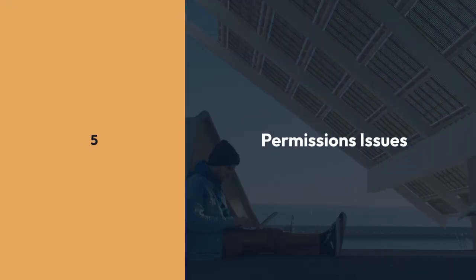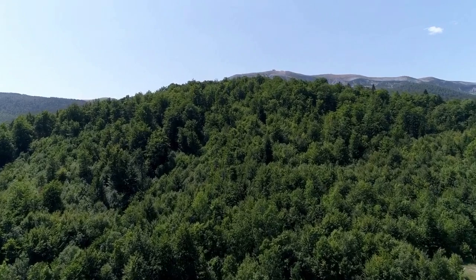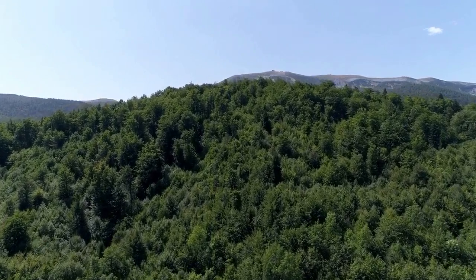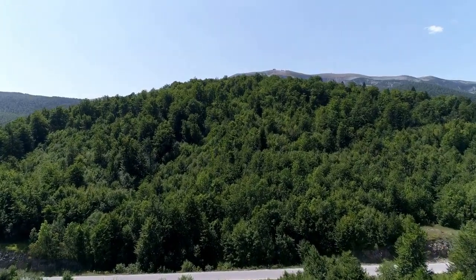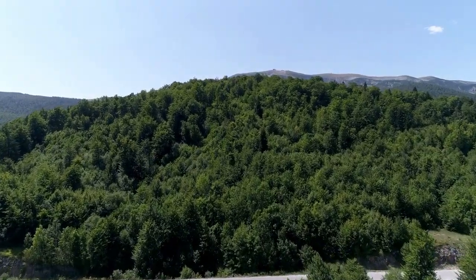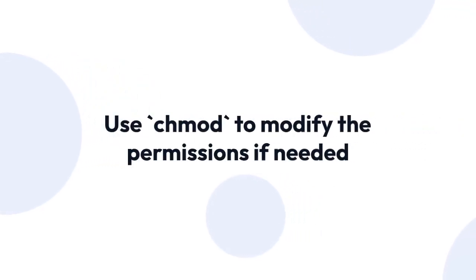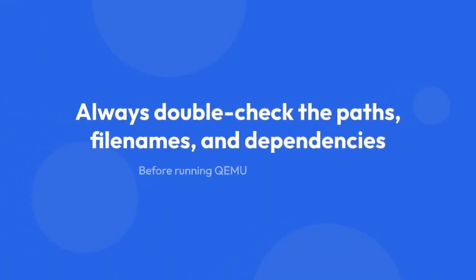5. Permissions issues. Make sure you have the necessary read permissions to access the ld-linux.so.2 library file and the kernel image. If the file permissions are restricted, you might encounter this error. Check file permissions using the ls -l command in your terminal, and use chmod to modify the permissions if needed. Remember to always double-check the paths, file names, and dependencies before running QEMU.